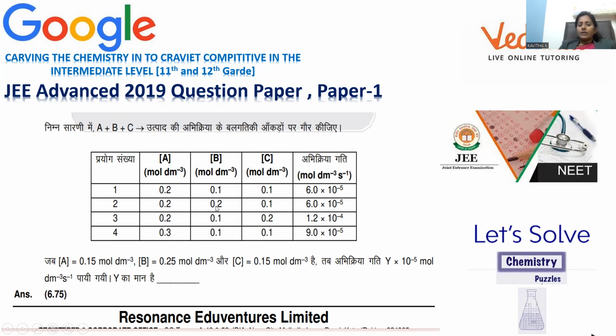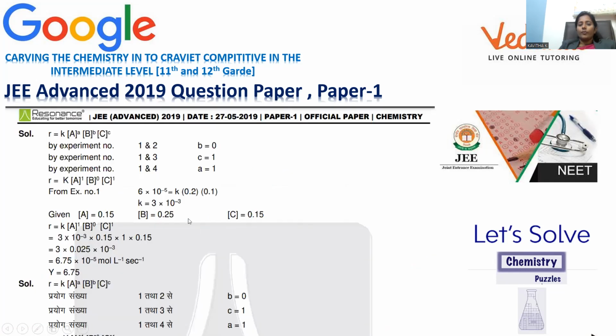Though the B value is doubled, the rate of the reaction is not changed. That means B concentration will not alter the rate of the reaction. With respect to experiments 1 and 2, the order with respect to B is taken as 0.